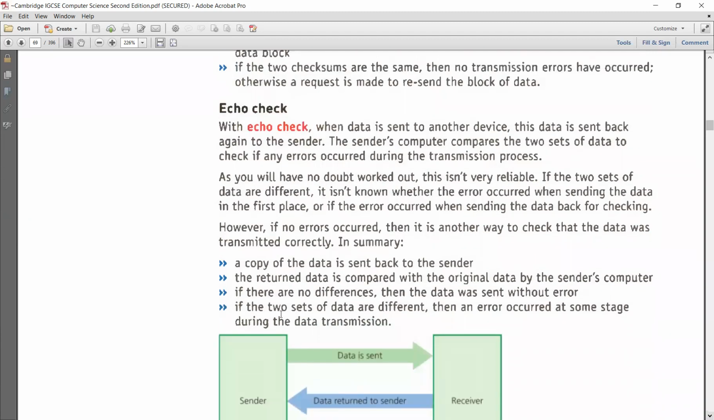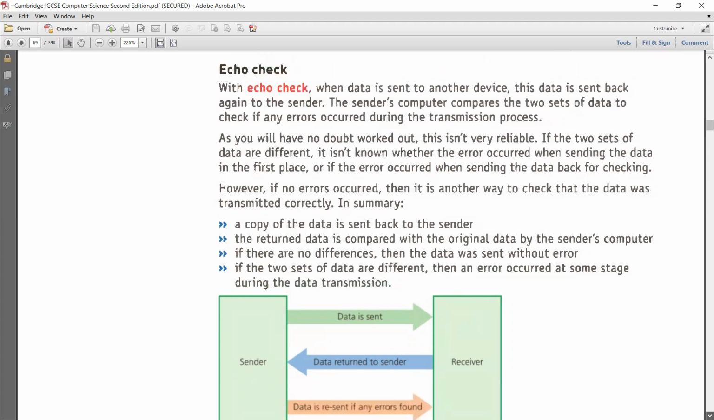You can see for yourself, the method is written here. You can even be asked to reorder the checksum method or the echo check method in your paper. So you need to know what echo check is: a copy of the data is sent back to the sender. The data returned is compared with the original data. If there is no difference, then data was sent without error. If there was a difference, then an error had occurred, and it definitely results in retransmission of the data.